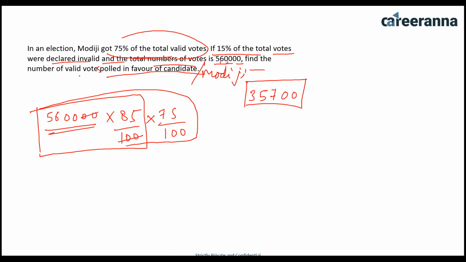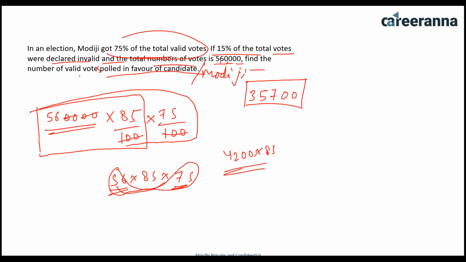So what I can do is this. Now I'll tell you a trick here. What I see here is this number, 56 multiplied by 100 gives me 5600. So I have to subtract 25% of this number, so it is 1400. So I can directly write 4200 multiplied by 85. So the multiplication of these two numbers, 56 and 75, will give you 4200. You can easily do it.